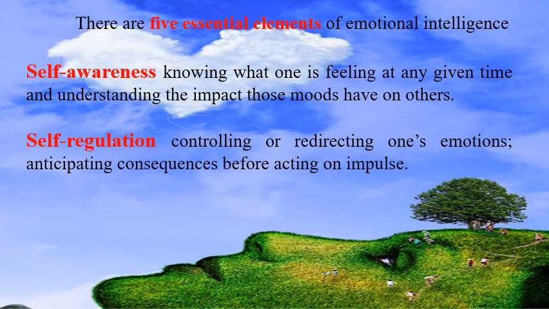So there are 5 essential elements of emotional intelligence. First, we have self-awareness, self-regulation, motivation, empathy, and social skills. Now, what is self-awareness? It is knowing what one is feeling at any given time and understanding the impact those moods have on others. Second is self-regulation: controlling or redirecting one's emotions, anticipating consequences before acting on impulse.